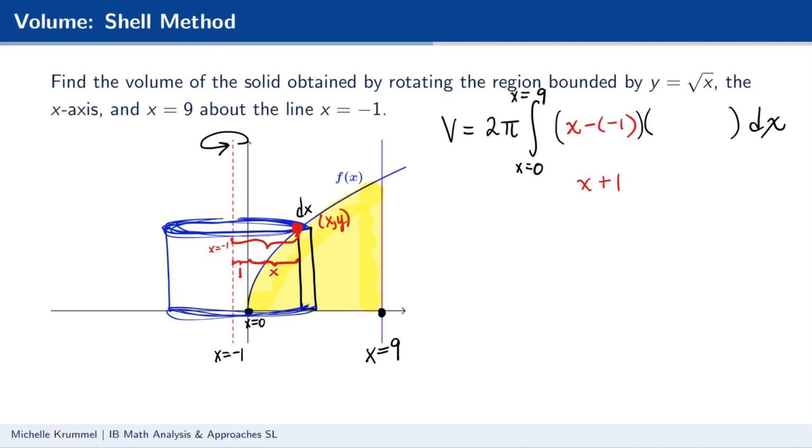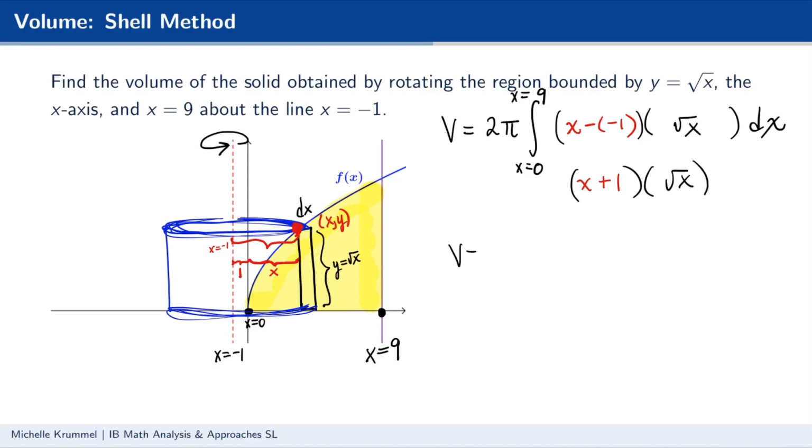Now the height is a little bit easier. Generally, it's the radius that confuses people. The height of the cylinder is just this distance here. So top y minus bottom y. The top y is y, the bottom y is 0, y minus 0 is y. So this distance here is just y. And we want to rewrite that though, y equals the square root of x. So instead of writing a y here, I'm going to write the square root of x. Okay, so it's x plus 1 times the square root of x.